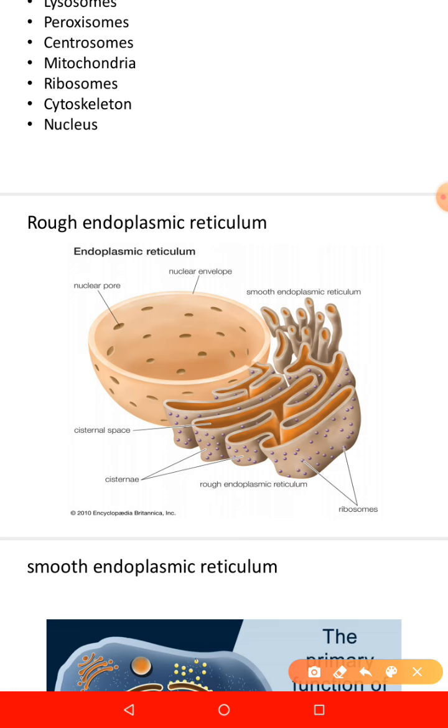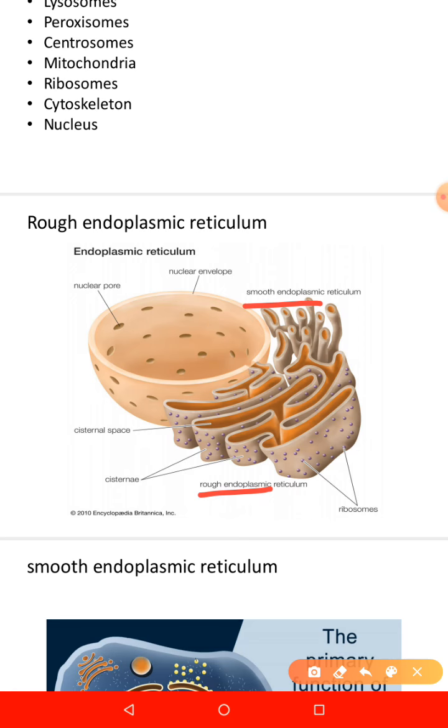Now, there are two types of endoplasmic reticulum which we are going to discuss, namely the rough endoplasmic reticulum and the smooth endoplasmic reticulum. Both types are interconnected, okay? The smooth and the rough are connected and continuous with one another.